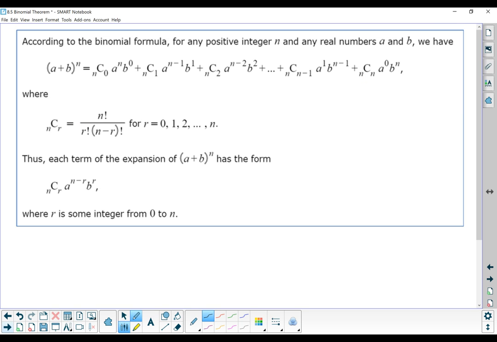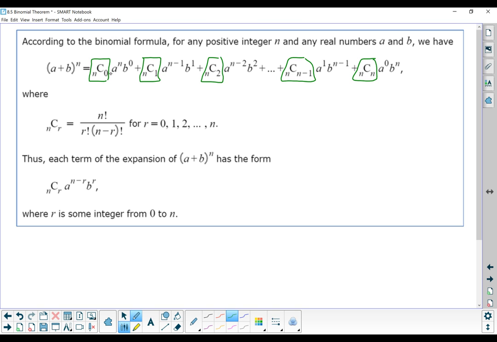Okay, so here is the binomial formula. The binomial formula tells us if we want to expand a plus b to the nth power, we can get our coefficient right here, and we'll talk more about this, but this is the coefficient.